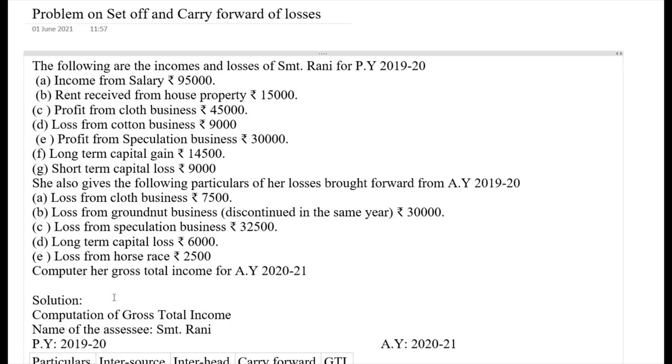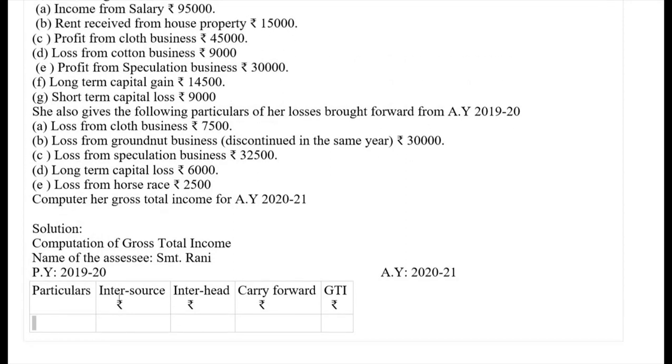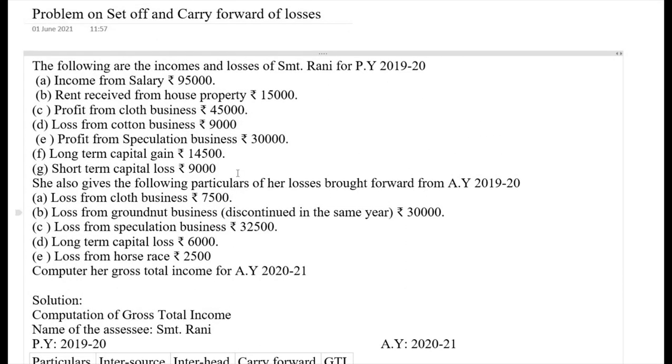Income from salary is given as rupees 95,000. So this is a computed salary only. Then rent received from house property, so we need to compute income from house property. Then profit from cloth business is given as rupees 45,000, and we have brought forward loss from cloth business 7,500. So this can be adjusted here. Then similarly loss from cotton business can also be adjusted here. Then loss from groundnut business can also be adjusted. If there is any remaining loss, that we can adjust against income from house property.